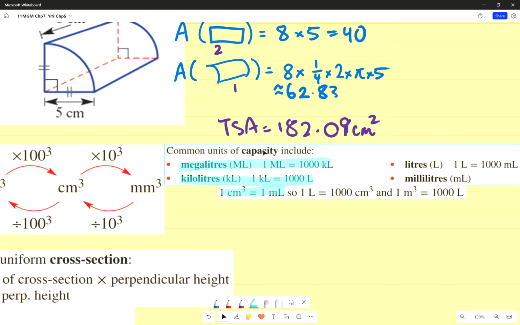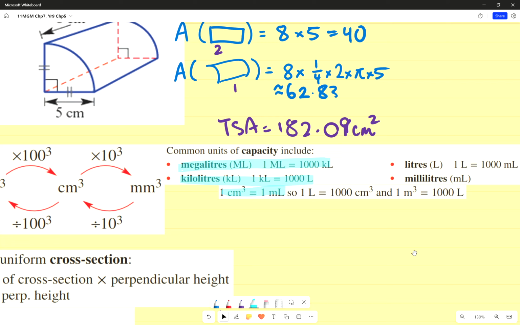There we go. All right. 1 megaliter is 1,000 kiloliters, and then 1 kiloliter is 1,000 liters. You can imagine that a kilogram is 1,000 grams, so 1 kiloliter is 1,000 liters. Makes sense? We call this capacity. Now, when you try to figure out, for example, how much liquid a certain shape would hold, or how much gas a certain shape would hold, that would be a capacity. So we have milliliters, liters, etc. So those are the three main ones there.